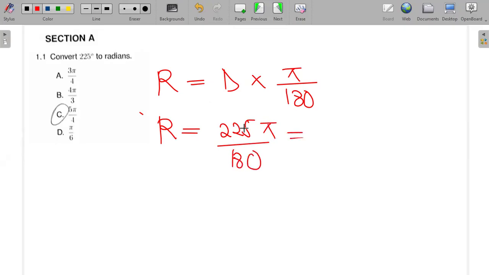What number can go into 225 and 180? 225 divided by 45 gives me 5 pi on top, and 180 divided by 45 gives me 4. So this is the answer here. I'll pick C, because that's 5 pi over 4.